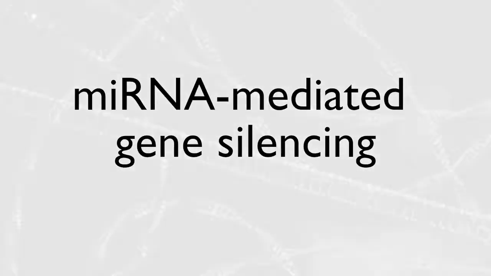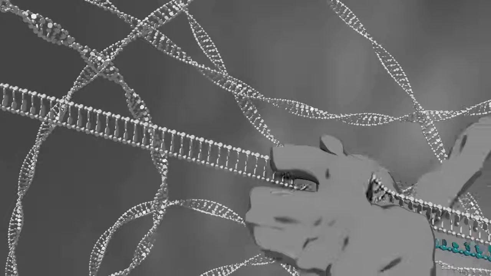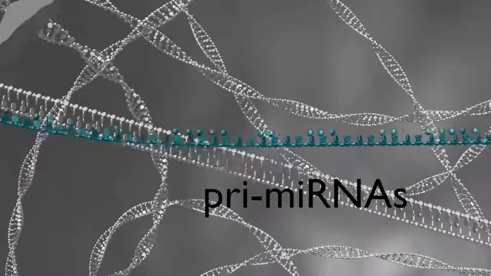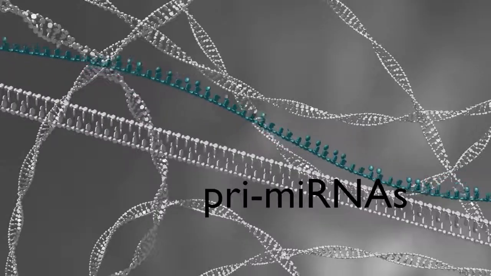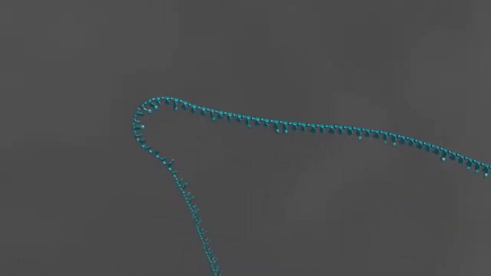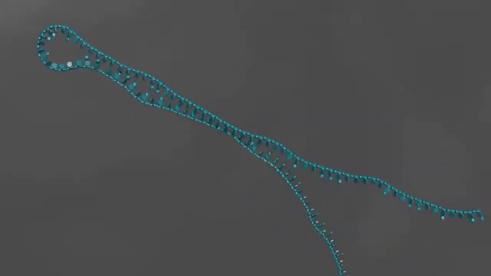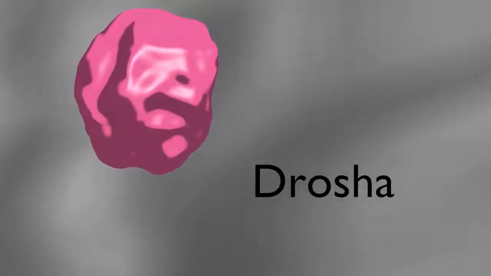MicroRNAs derive from actual genes found in genomes across the lineages of multicellular animals and plants. These RNAs begin as primary transcripts, or pri-microRNAs, and are usually transcribed by RNA polymerase II. The pri-microRNA transcript folds into a stem loop structure that generally has some unpaired nucleotides, and single-stranded extensions are found at both the 5' and 3' ends.